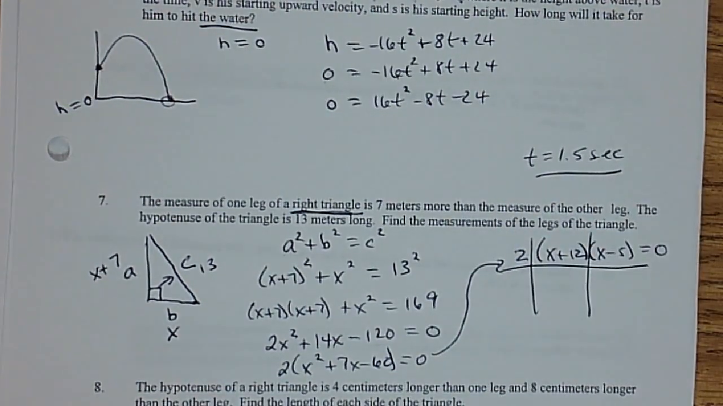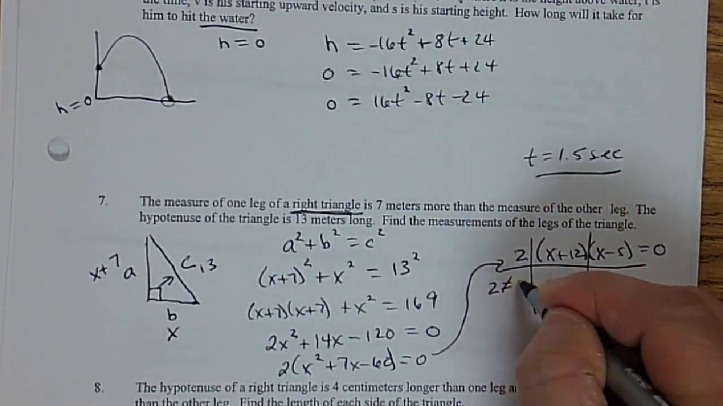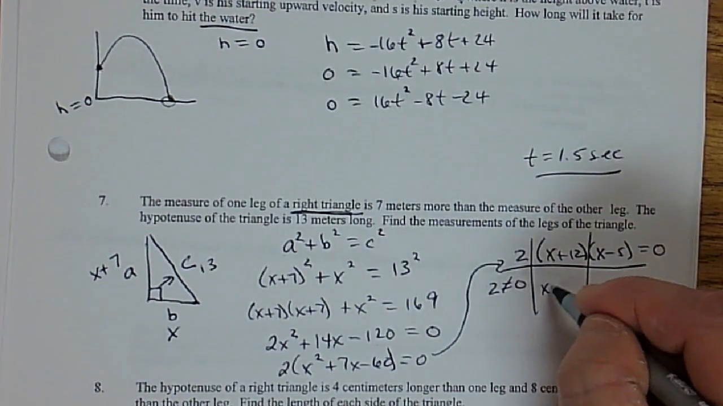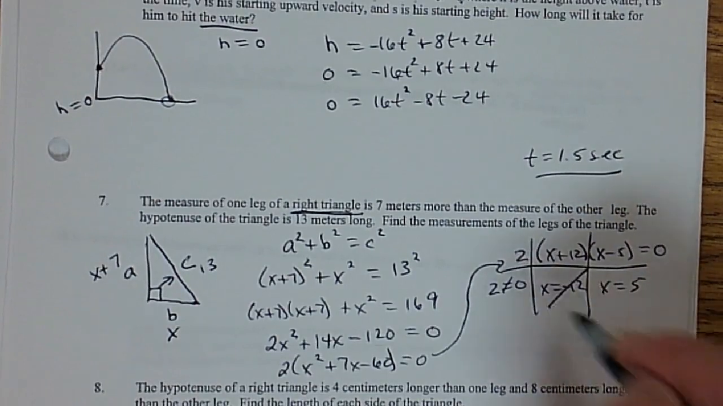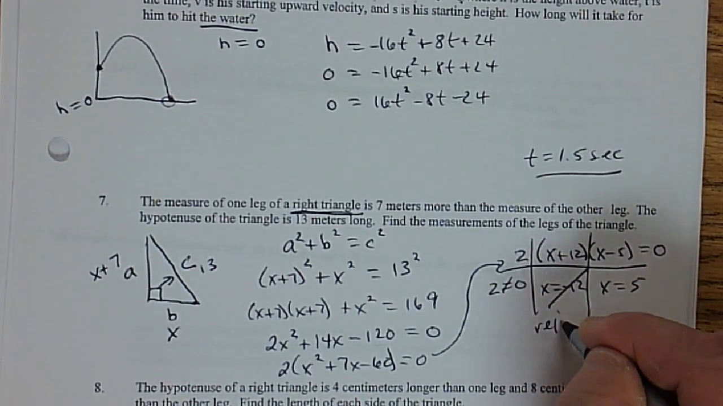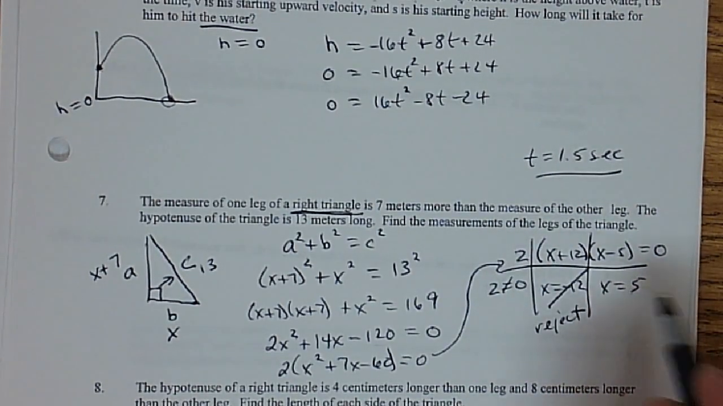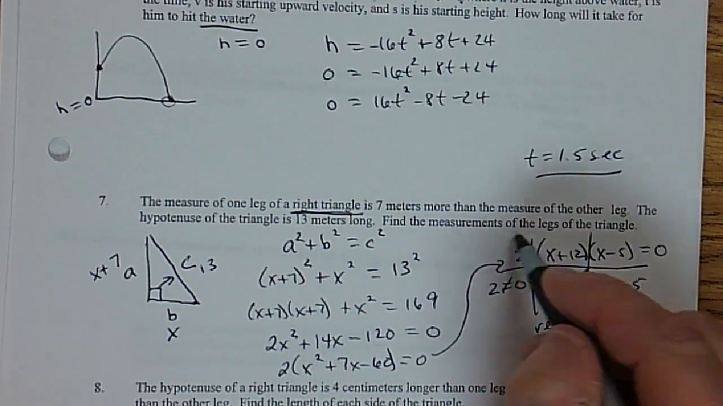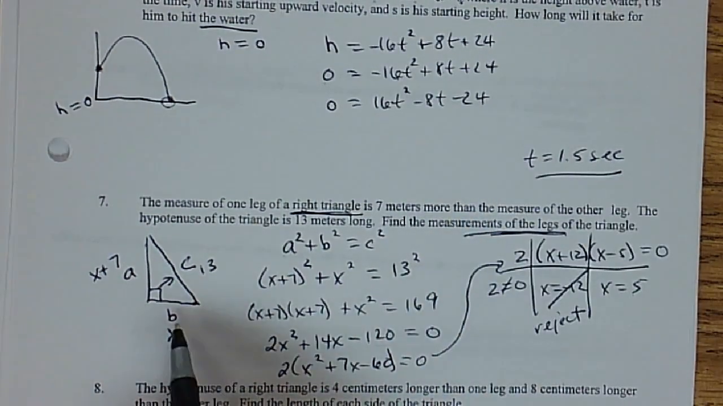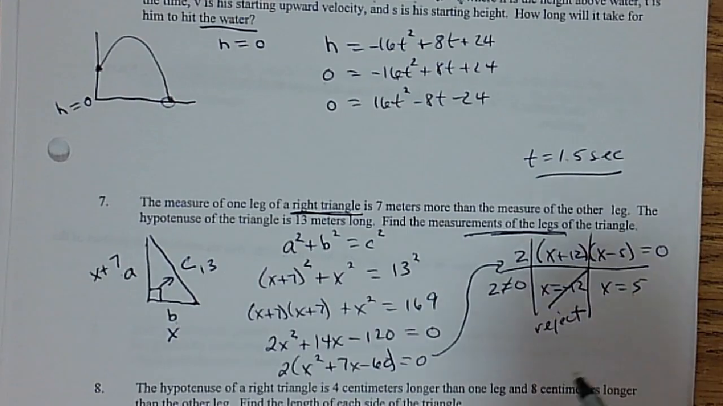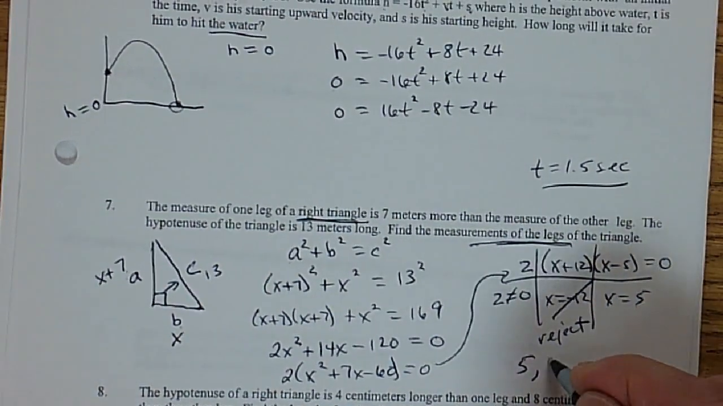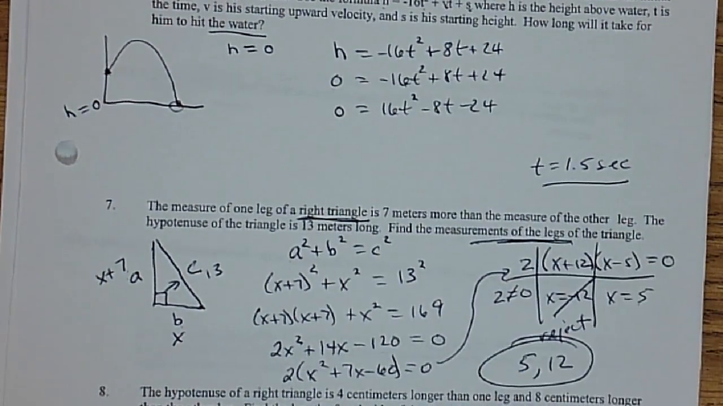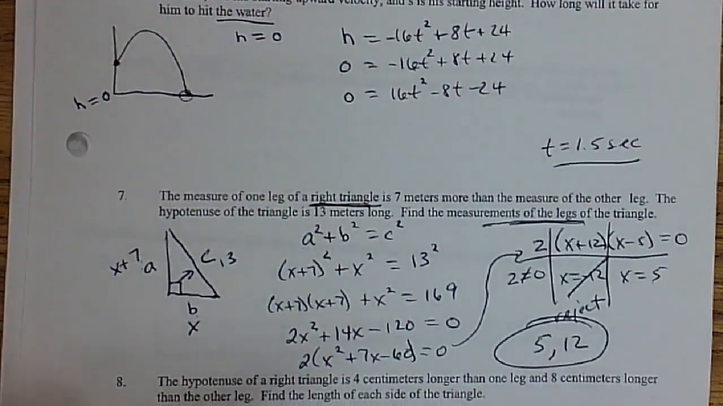Set each of those pieces equal to 0. 2 we know cannot be 0. X would equal negative 12, and x would equal 5. Can't have a negative side, so we reject. So you've got x is 5, and they want the measurement of the legs. There's 2 of them, A and B. So 5 is the one, 5 plus 7, 12 is the other. Okay, try out that homework, check your answers online.